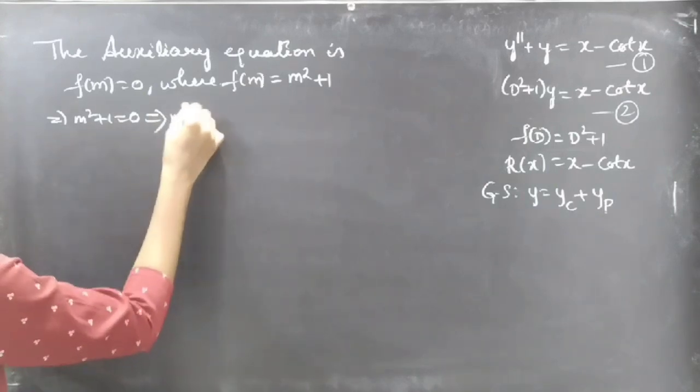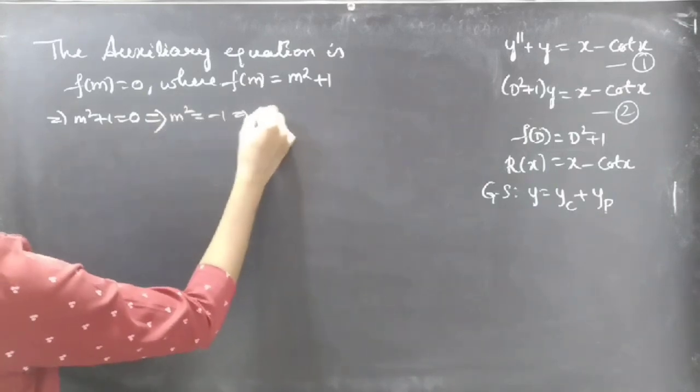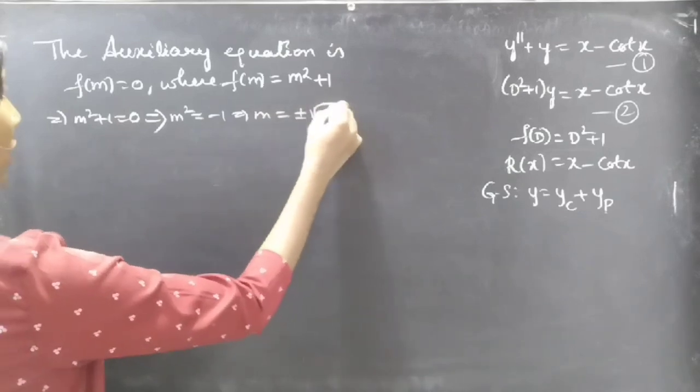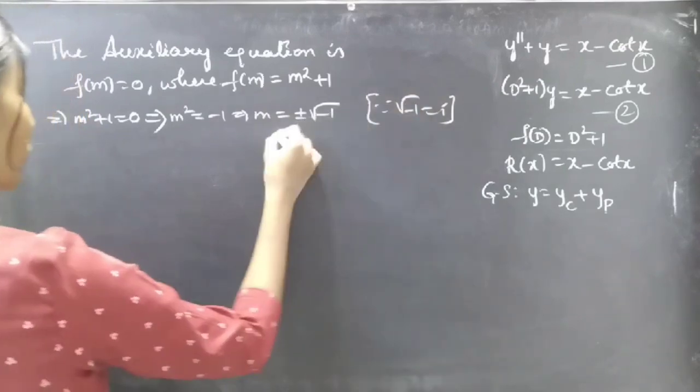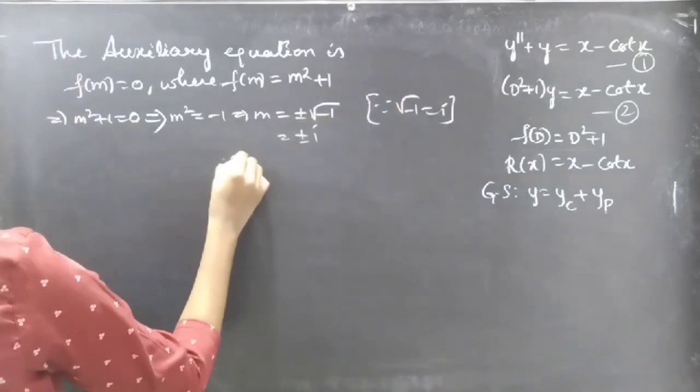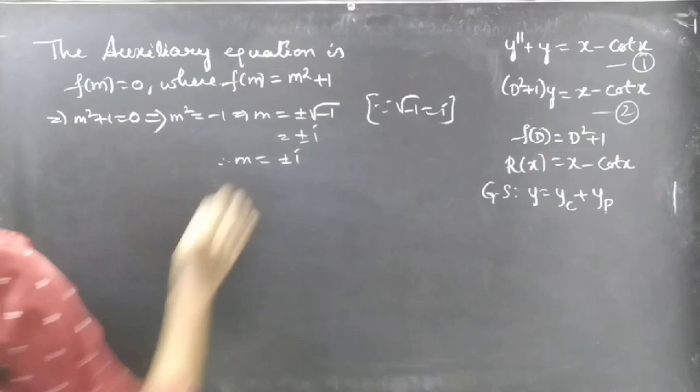We'll write m square plus 1 as m square equal to minus 1, then m equal to plus or minus square root of minus 1. Since square root of minus 1 is i, we'll get m equal to plus or minus i.